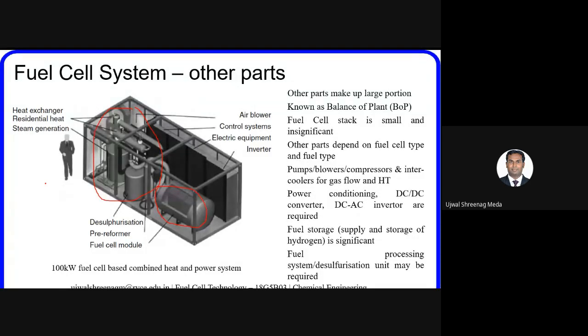With that, at present, the allowable sulfur content in any fuel that can be used in automobiles is just 10 parts per million. So it should be less than 10 ppm. So it is very stringent with respect to the sulfur that can be present. And there are many reasons for this.